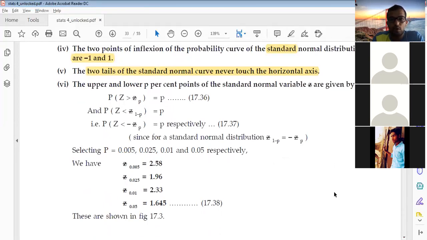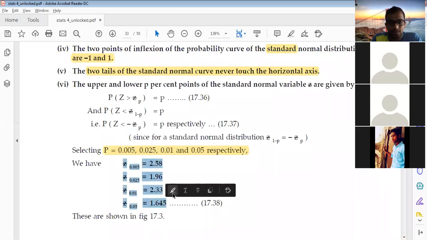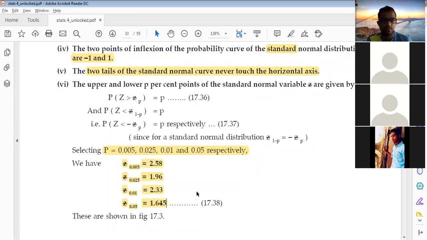These are the four points you should remember, students. For 0.005, 0.025, 0.01, and 0.01, you should remember these points: the upper and lower points of the standard normal variable. They might ask you a direct question. For 0.005, what is the lower and upper point? It's 2.58. For 0.025, it's how much? It's 1.96.